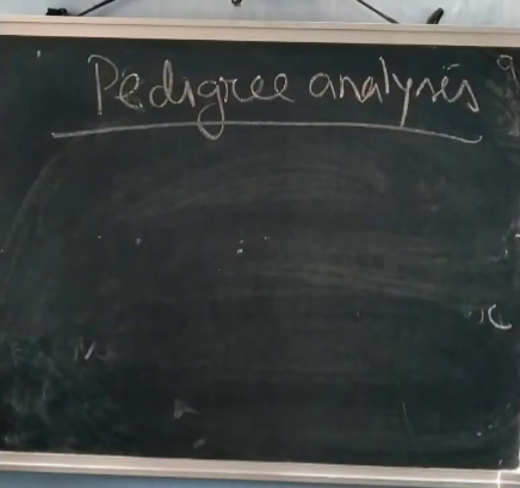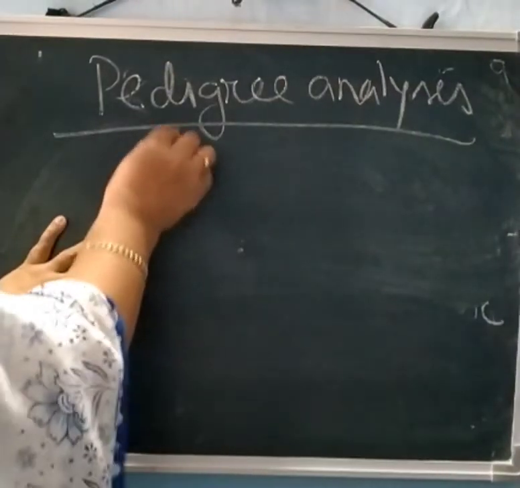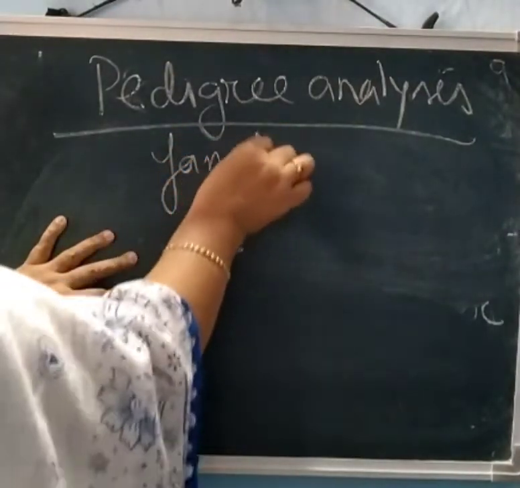Let's continue the principle of inheritance and variation. Now here we will discuss pedigree analysis. What is pedigree analysis? The analysis of traits in several generations of a human family in the form of a family tree or a diagram is called pedigree analysis. So it is nothing but a family tree.